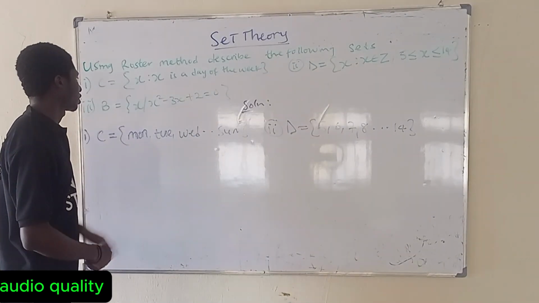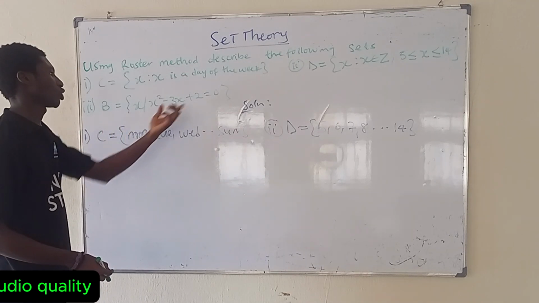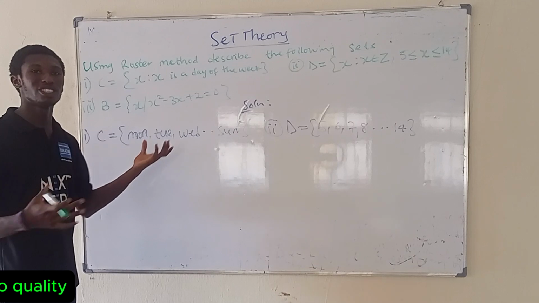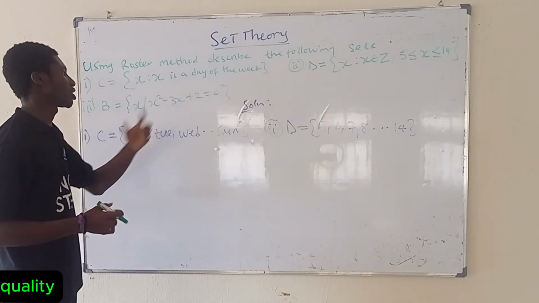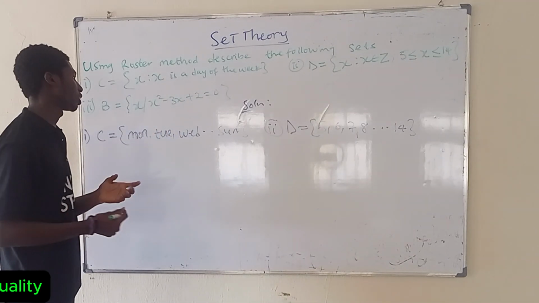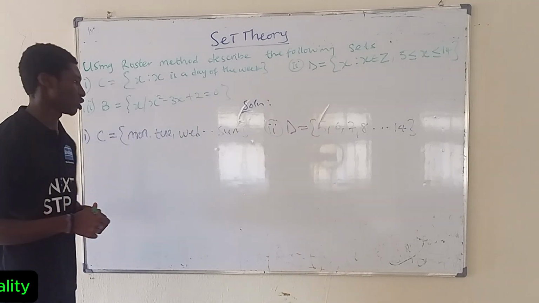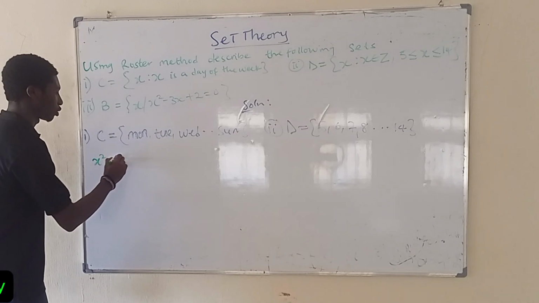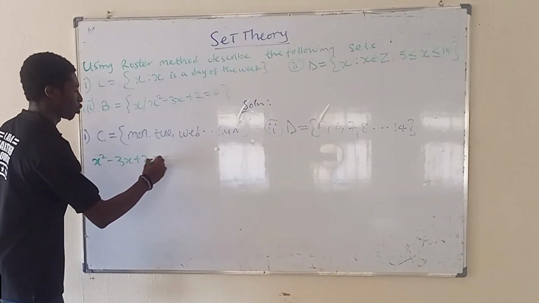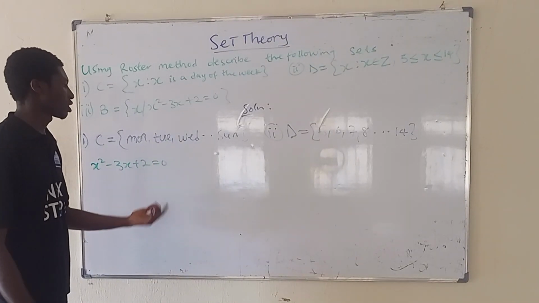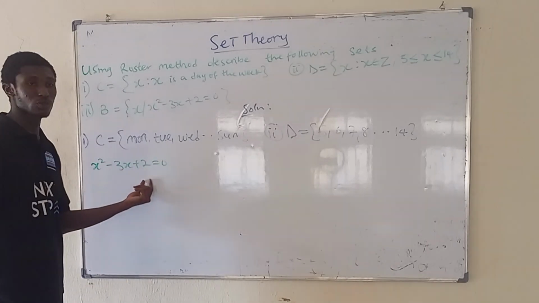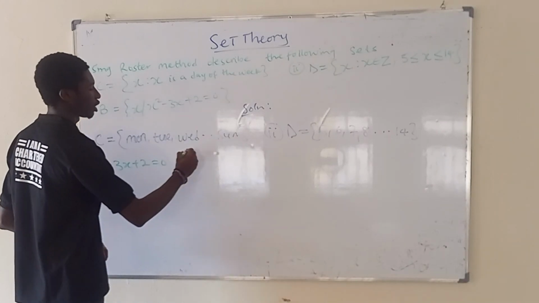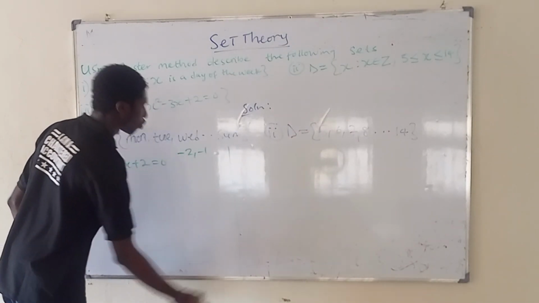And lastly, we have that B is a set of all x such that x is a quadratic equation. So we have to find the roots of this quadratic equation in order to determine the elements of this set. Firstly, we have x squared minus 3x plus 2 is equal to 0. We need two numbers that multiply to give us positive 2 and add to give us negative 3. Those numbers will be negative 2 and negative 1.